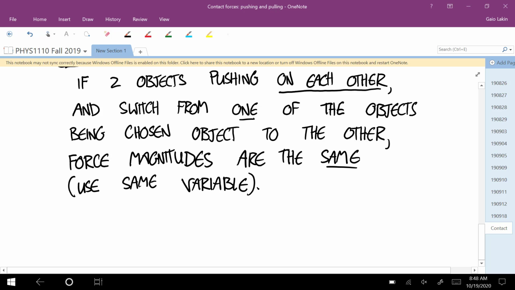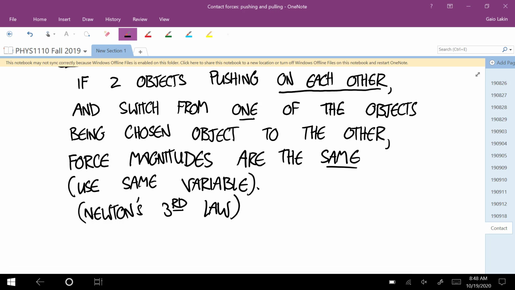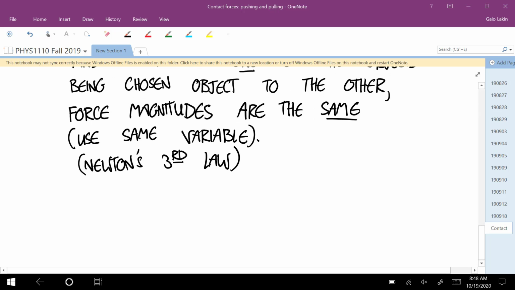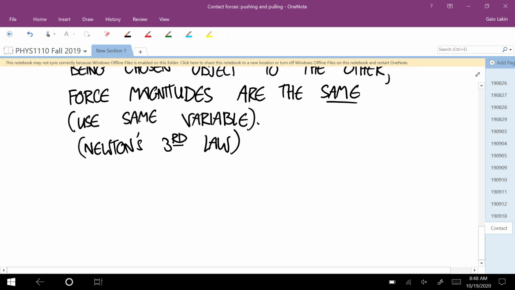This is actually required by a law called Newton's third law. We'll talk about that more a little bit later. But for now, just for using it correctly, all you have to think about is this stuff that I've said here. And so I'm going to redo these free body diagrams one more time using this requirement.